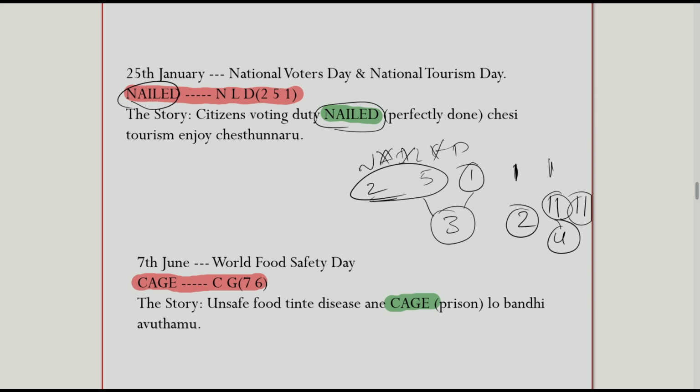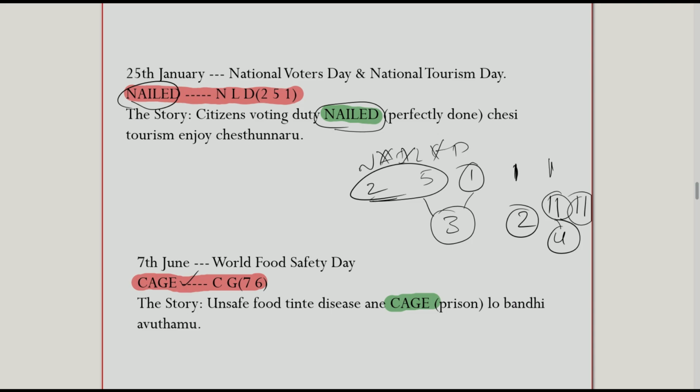Next one, 7th June, World Food Safety Day. So the keyword is case. The story is very simple. If you eat unsafe food, then disease, like a case, will be presented in your body. So you can remember it like this. Just to remember this word, I'm telling the story. If you eat unsafe food, your body will be presented in a case. So always eat healthy food. It is about healthy food.